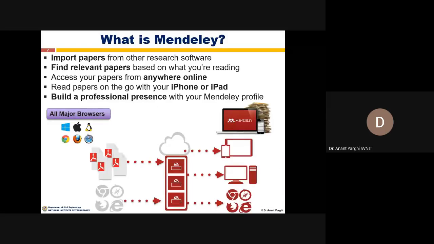So import the paper from other software. So find the relevant paper. So here you can say it's available with a different platform you can utilize. Firefox also you can utilize, in the Google also, Windows platform also, Mac platform also, any platform it is available, right? So here, for example, whatever the PDF documents are there, right?